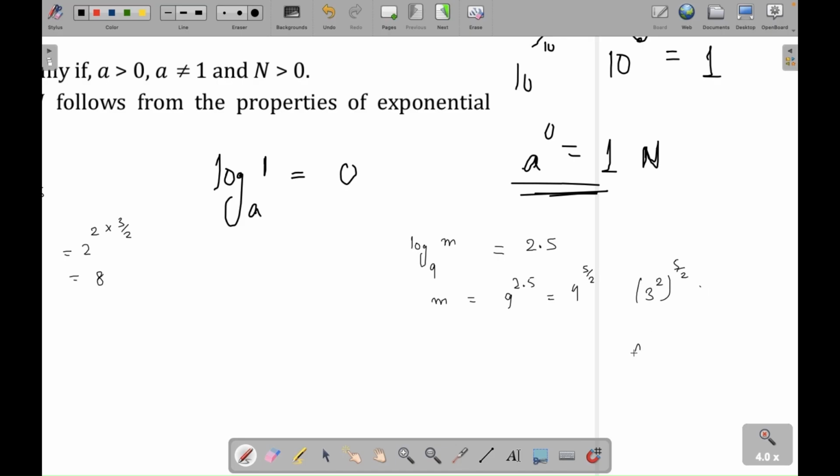So what is a to the power m to the power n? Here also this is a to the power m to the power n. So this will be 3 to the power 2 times 5 by 2. So 3 to the power 5. What is the value of this? It will be 243, because 81 times 3 is 243, right?